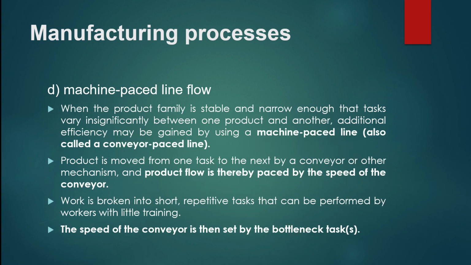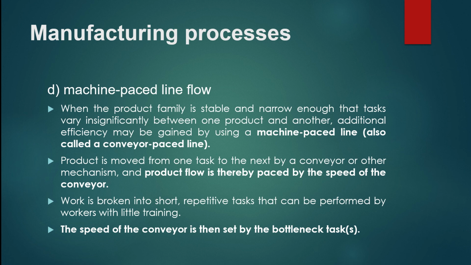Machine pace line flow. When a product family is stable and narrow enough that tasks vary insignificantly between one product and another, additional efficiency may be gained by using a machine pace line, also called a conveyor pace line. Products are moved from one task to the next by a conveyor or other mechanism, and product flow is thereby paced by the speed of the conveyors.